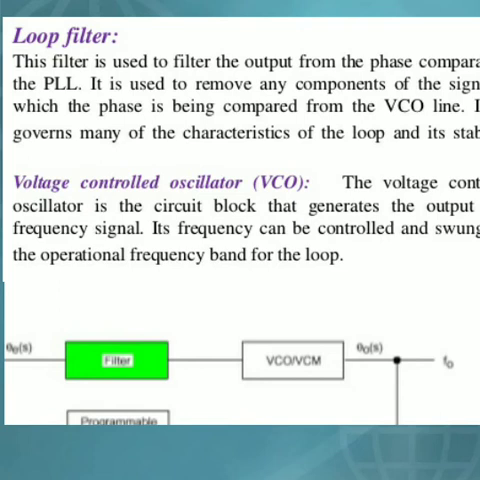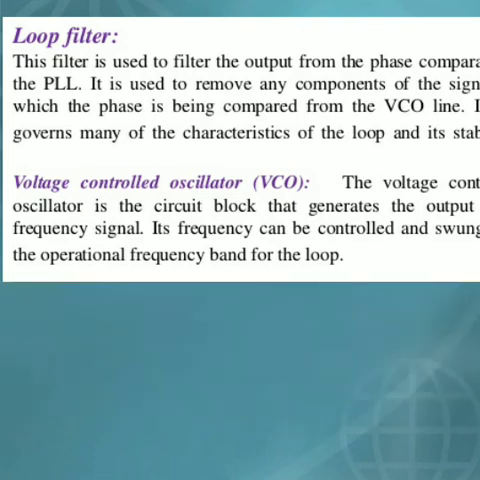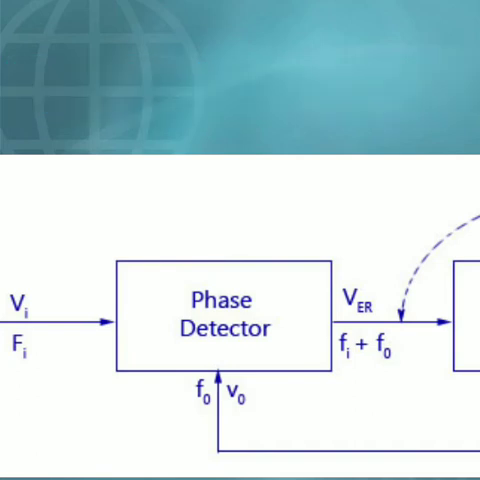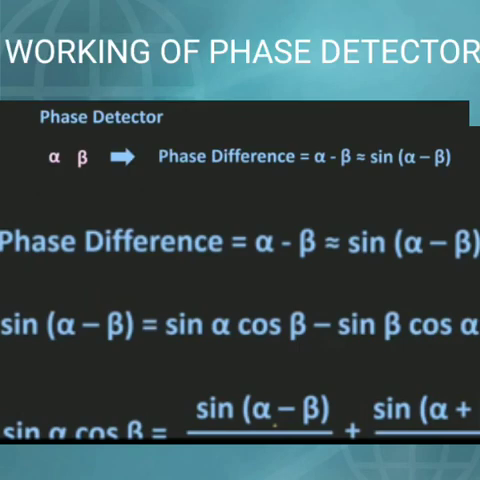It is a circuit that generates the output radio frequency signal. It generates a multiplied version of the signal which is given from the low pass filter. Then the output of the VCO is given back to the phase detector in order to generate the error signal, with the help of a divide by n counter. Now let us find how the PLL works.